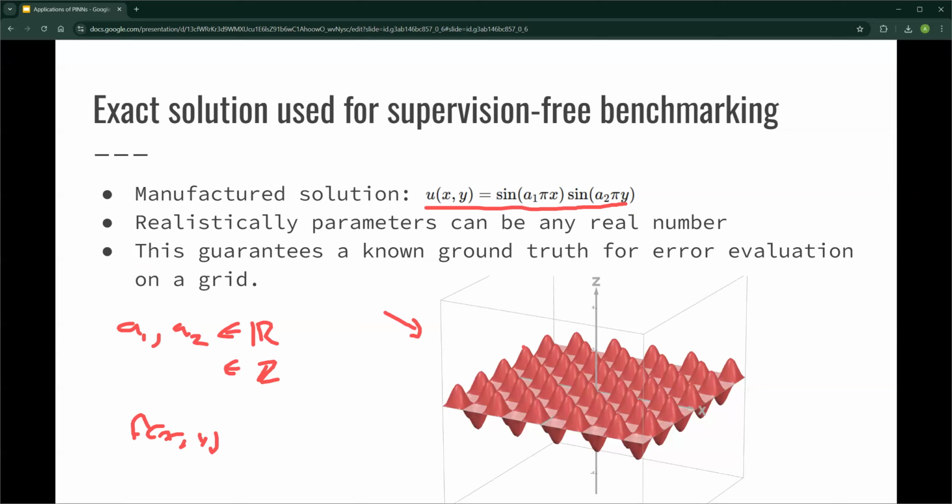Here I have a plot of what this function looks like. Any function that exists within this family of functions would satisfy our solution. The only question is, what is that function going to be? It just needs to fit within this realm right here, and then that's it.